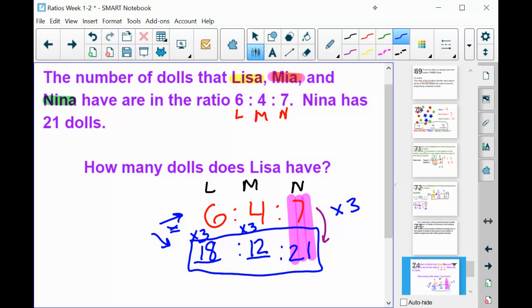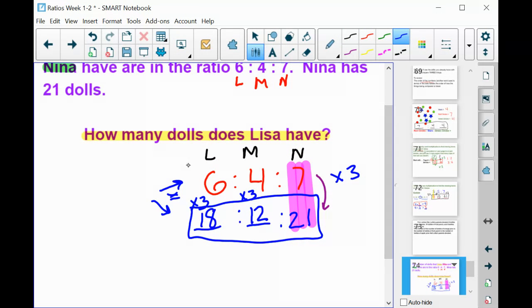Now, again, the question we're trying to answer was this. How many dolls does Lisa have? So looking at this, how many dolls does Lisa have if Nina has 21? And here would be your answer. You'd write this. Lisa has 18 dolls.